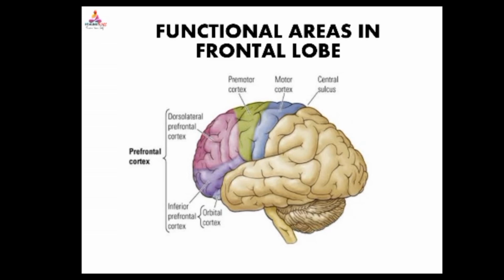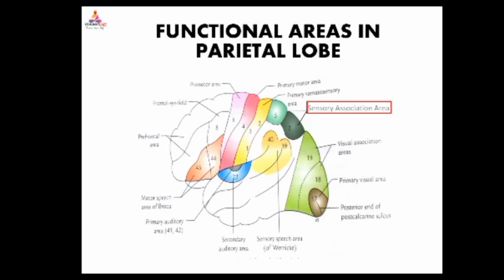Then next is the sensory association area. The sensory association area occupies the superior parietal lobule, corresponding to areas 5 and 7. It is concerned with the perception of shape, size, roughness, and texture of objects. Thus, it enables the individual to recognize objects placed in his or her hand without seeing them, an ability referred to as stereognosis.